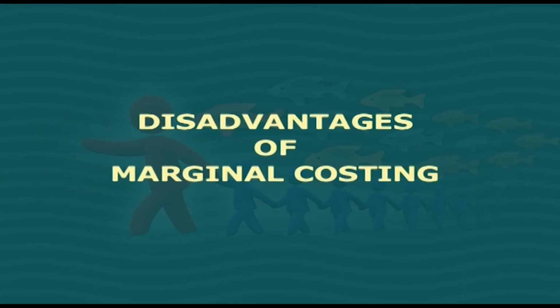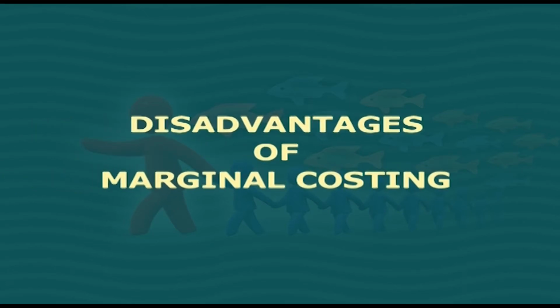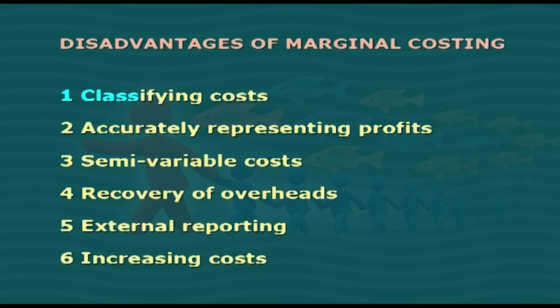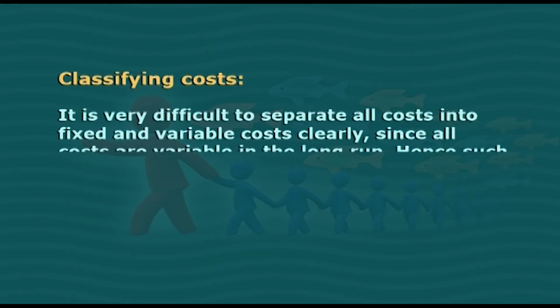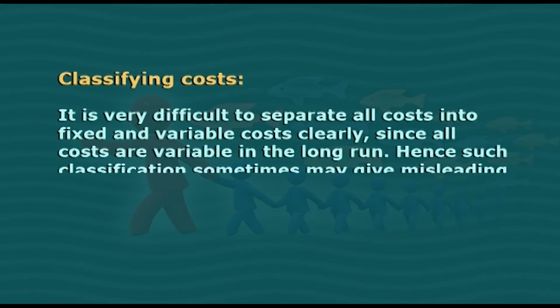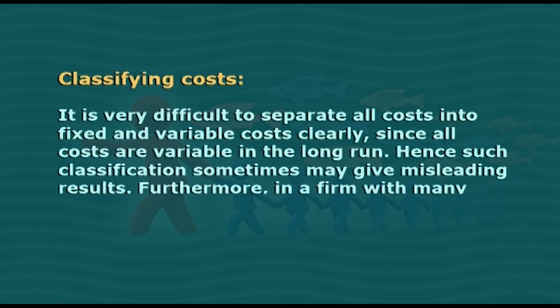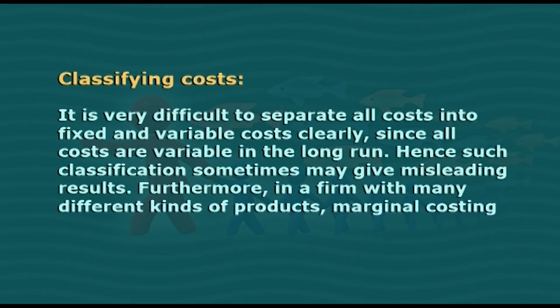Now, let us understand the disadvantages of marginal costing. The first is classifying cost. Friends, it is very difficult to separate all cost into fixed and variable cost clearly, since all costs are variable in the long run. Hence, such classification sometimes may give misleading results. Furthermore, in a firm with many different kinds of products, marginal costing can prove less useful.